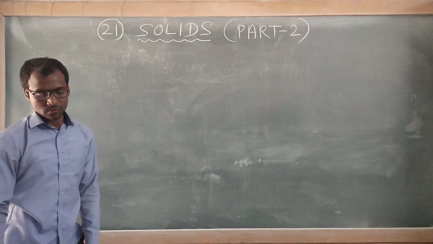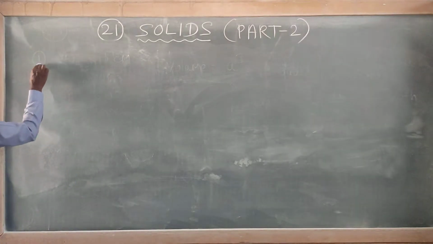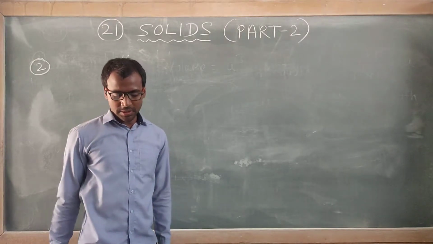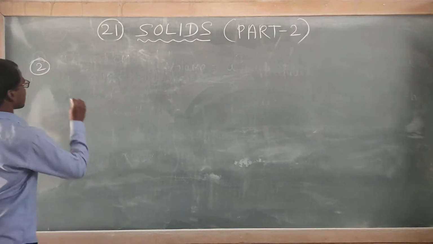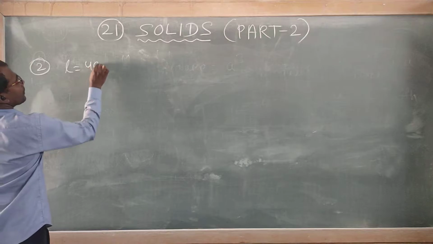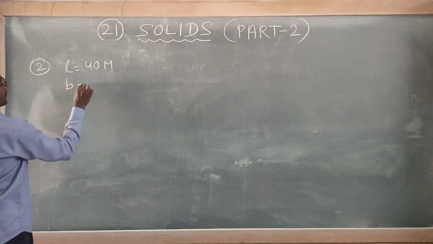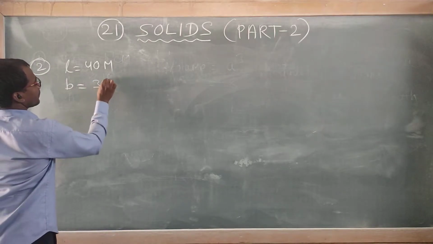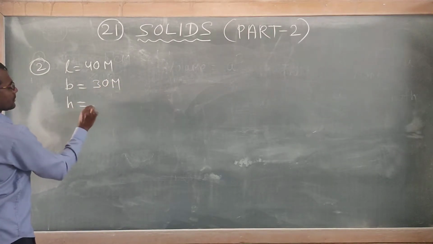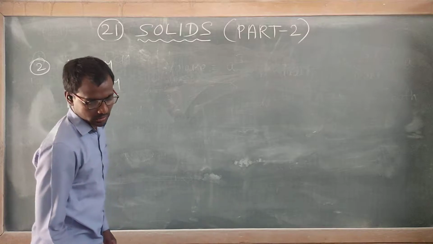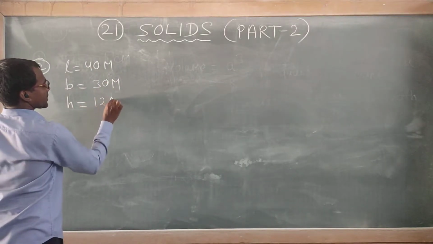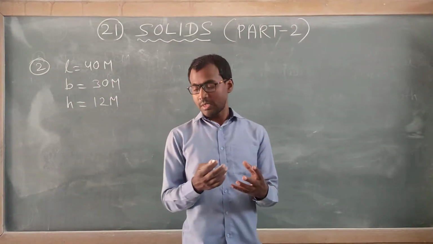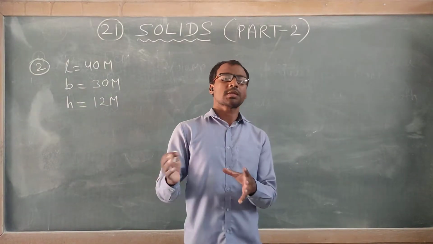Move to question number 2. A school auditorium is 40 meter long. This is an example of a cuboid. 40 meter long, breadth is 30 meter, height is 12 meter. So these are the dimensions of the cuboid, meaning the auditorium, which is in the shape of a cuboid.